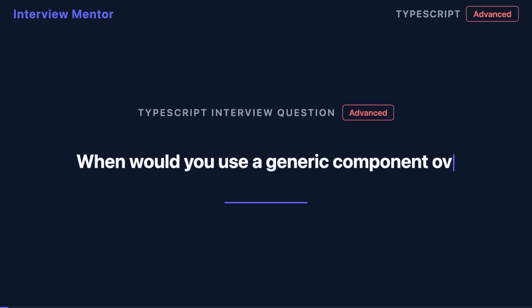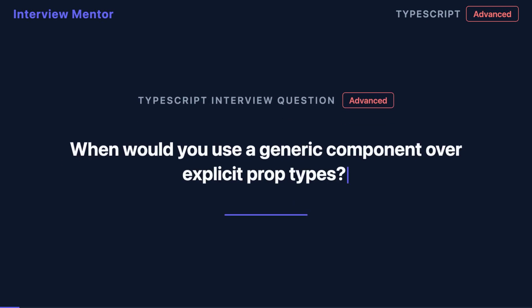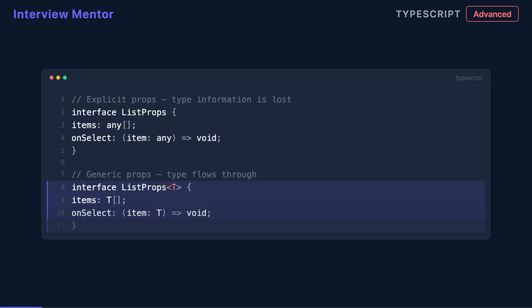Here's a TypeScript trap. Explicit prop types look simpler but can silently cost you type safety. With explicit prop types, you often reach for any or a broad union. And TypeScript loses track of what's actually flowing through your component. Generic components fix this by threading type information end to end.